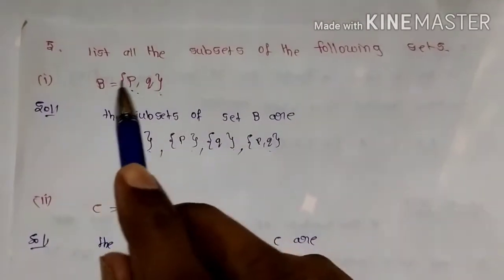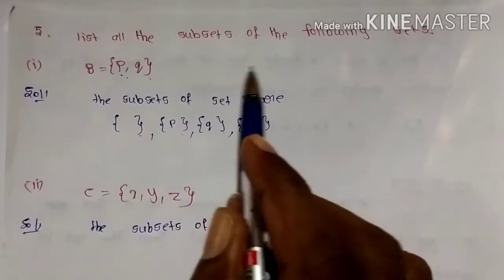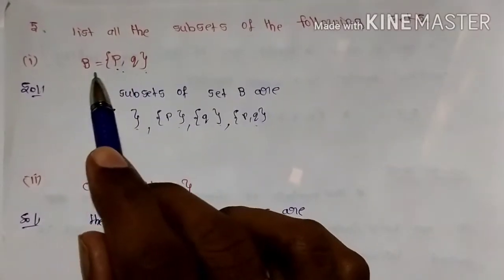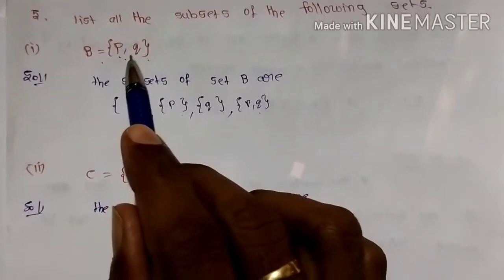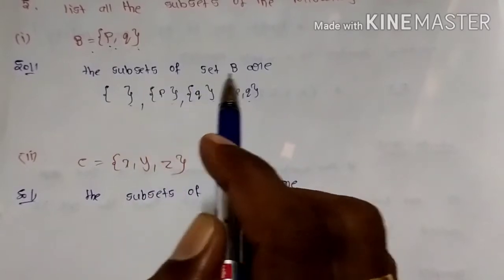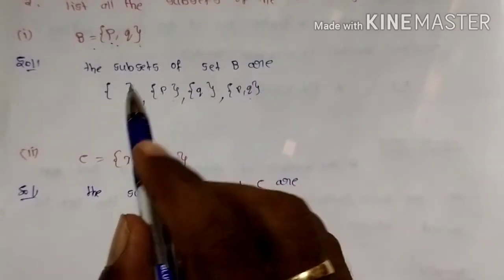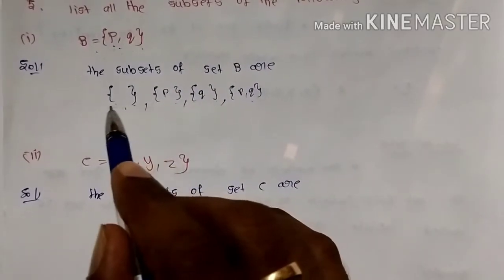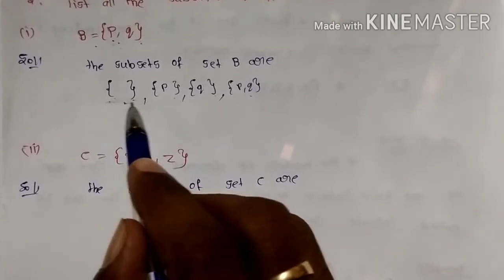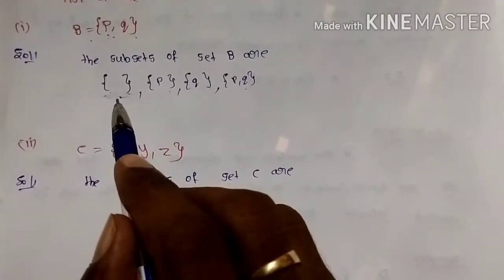Now you can see the fifth question. List all the subsets of the following sets. First of all, I am writing B is equal to P comma Q. First I am writing the subsets of set B. First you can write the null set. Null set is a subset of every set. You can remember that null set is a subset of every set.